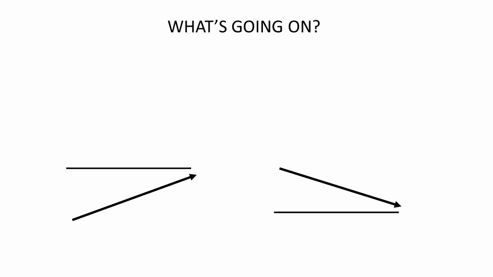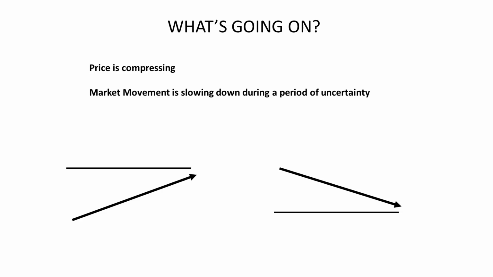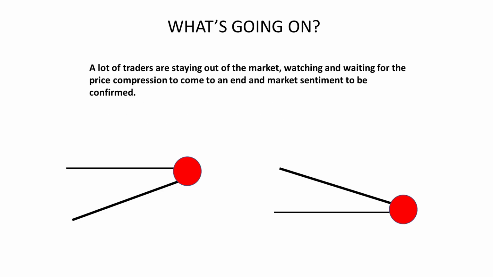What's going on with these patterns? Price is compressing as it respects the triangle. Market movement is slowing down during a period of uncertainty. You can often see a drop in volume during this time. A lot of traders are staying out of the market, watching and waiting for the price compression to come to an end and market sentiment to be confirmed. They are waiting for the breakout and the resumption of higher volume and a powerful price movement.